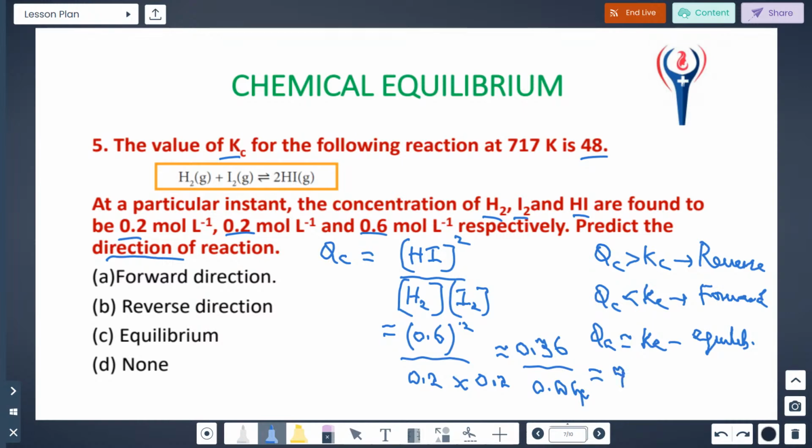Okay. So now compare the values. Kc is 48. Qc is 9. Who is greater? Kc is greater. So Kc is greater than Qc, which means the reaction will proceed only in the forward direction. Are you following? Understood? Kc is 48, Qc is 9, so Kc is greater, and the reaction proceeds only in the forward direction. Are you following?